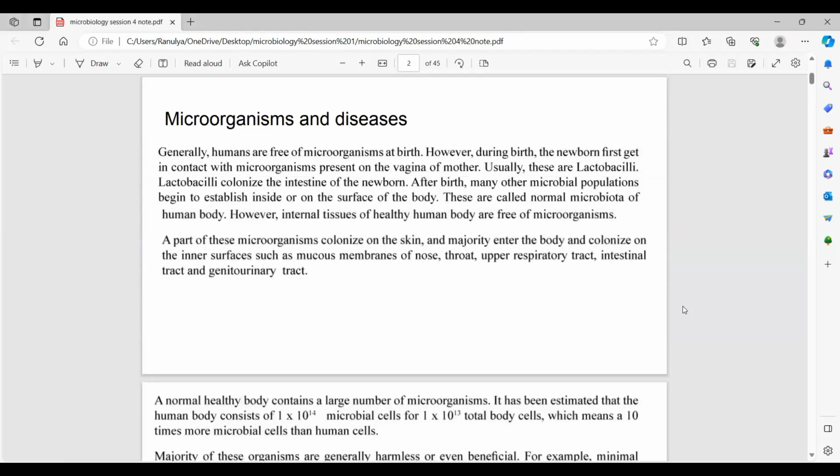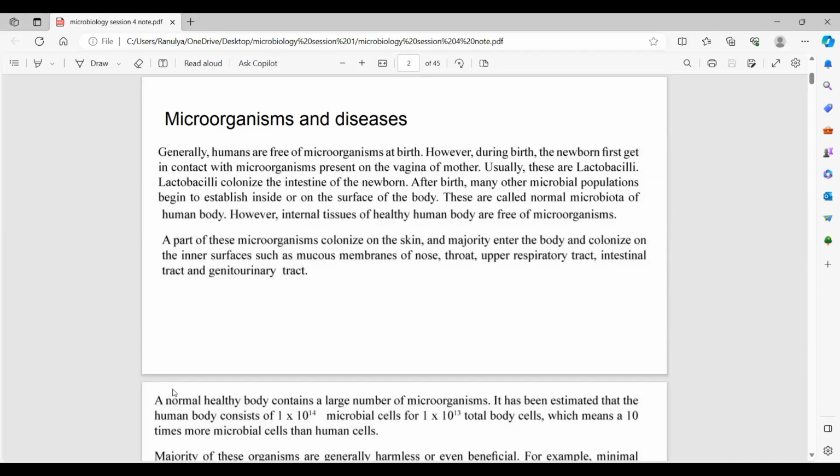Right. Normally, humans are free of microorganisms at birth. Right? Generally. Now, the word generally is important, but not always. That means generally.